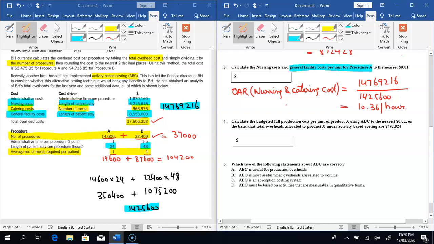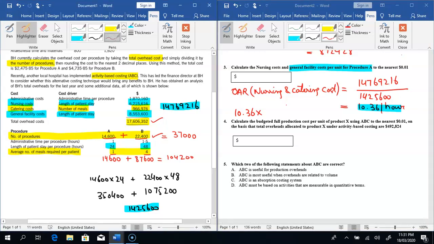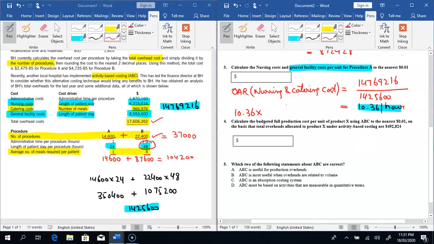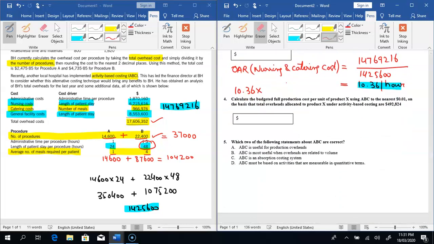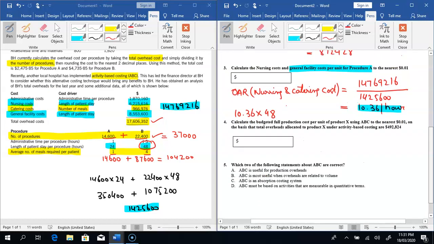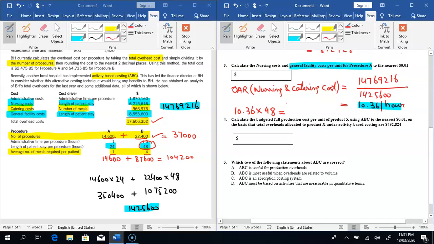And that is for procedure A. And what we calculated so far is the rate. Now we need to multiply this rate with the number of hours required for procedure A. Now the number of hours required for procedure A are 48. So here you can see from here. So we multiply 10.36 with 48 and doing so we will get the result. Actually, for procedure A this is not 48, for procedure A this is 24. So I need to multiply this with 24. So 10.36 with 24, that is 248.64. So here we got the answer, and this is something we need to write in the box.